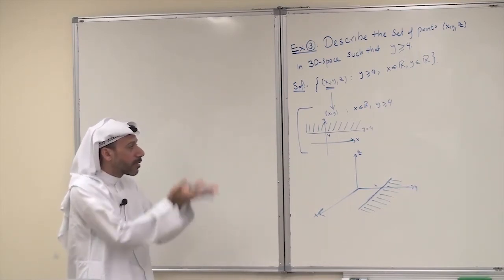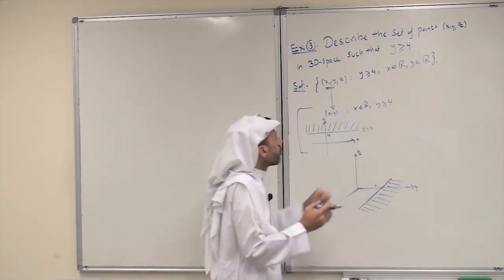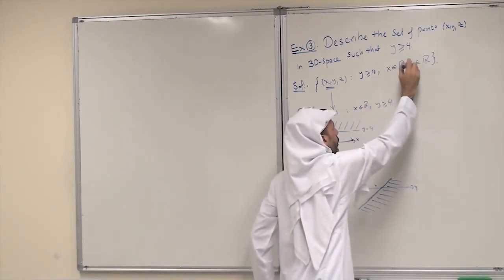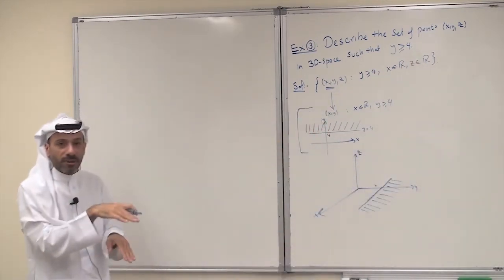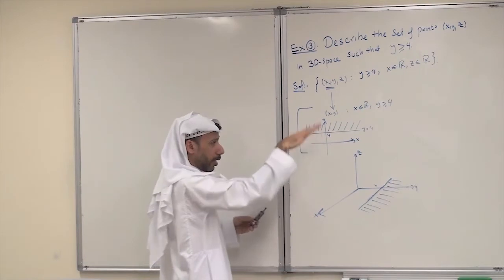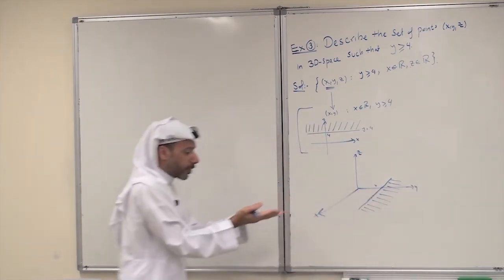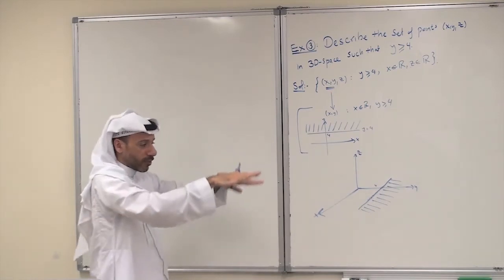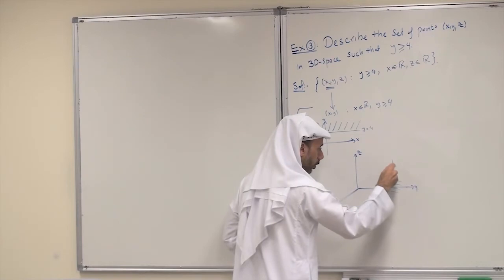Now what about the z values? Z is arbitrary, so it can take any value. So I can go up or I can go down. I can take the same region in the floor and just shift it up to any floor or shift it down. Okay. So in that case, I will get the following.